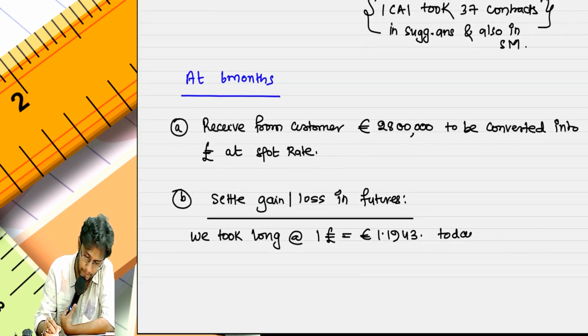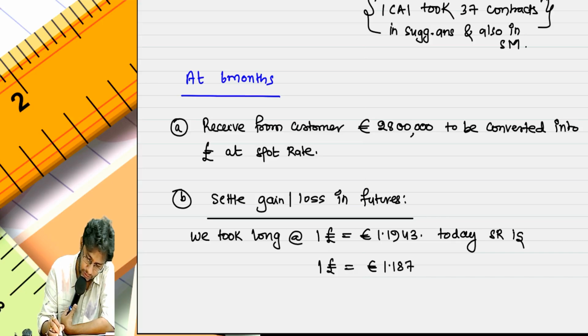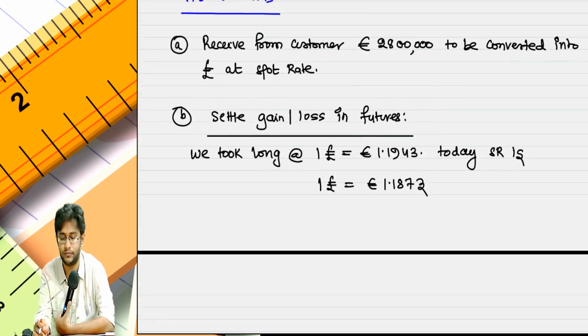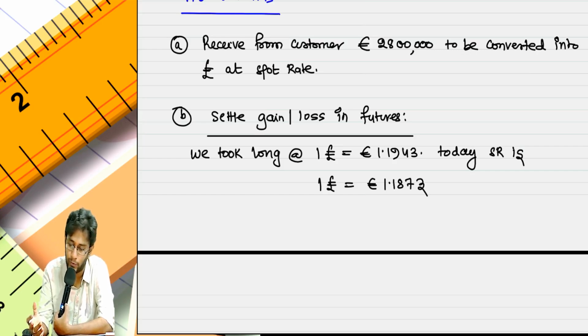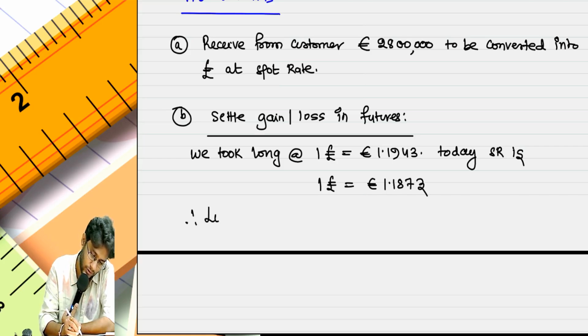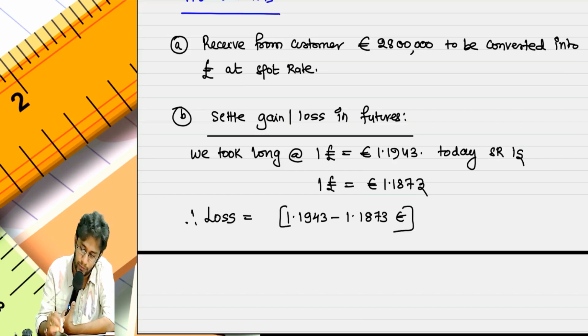Today spot rate is 1 pound is equal to euro 1.1873. You will tell me gain or loss? Definitely loss. Why loss, sir? I agreed to buy at a higher rate. Eventually it turned out like that. So loss is equal to 1.1943 minus 1.1873 euros. This is loss per 1 pound.